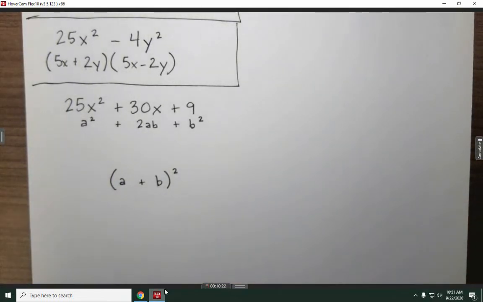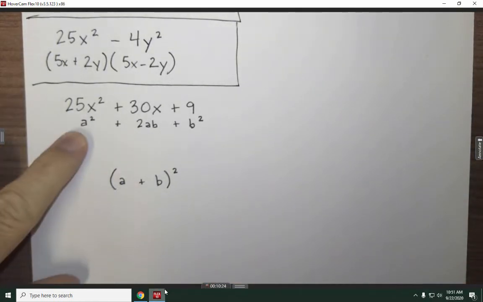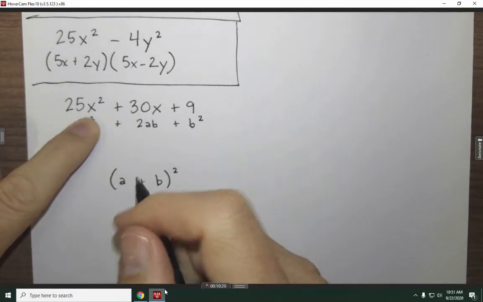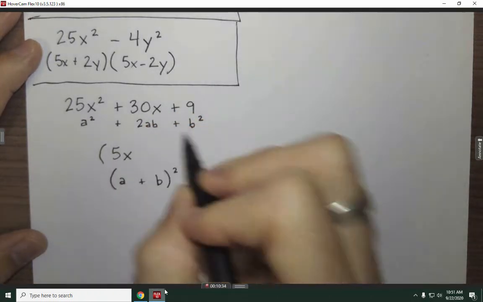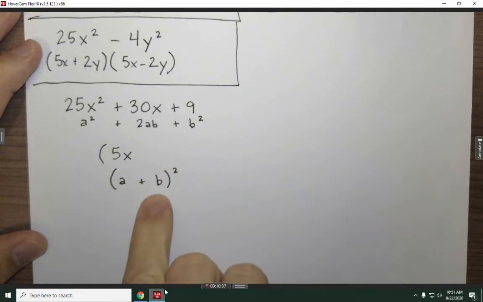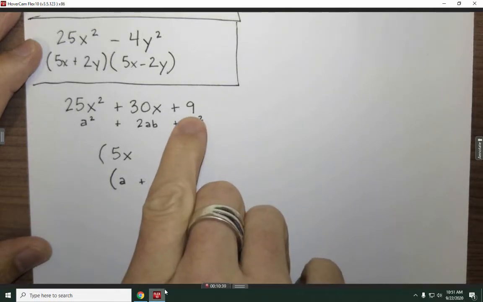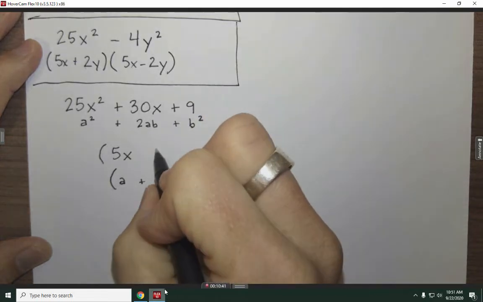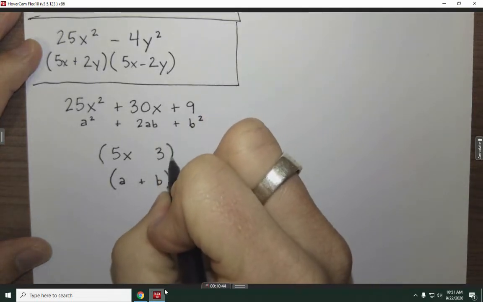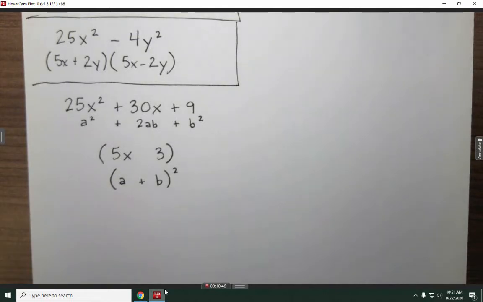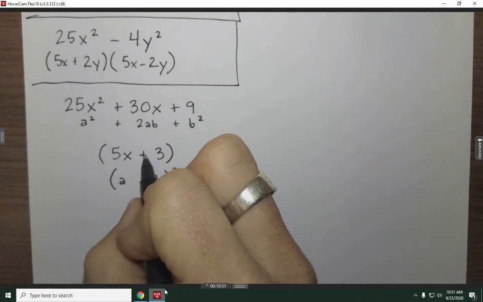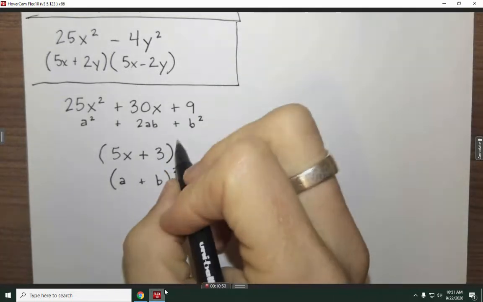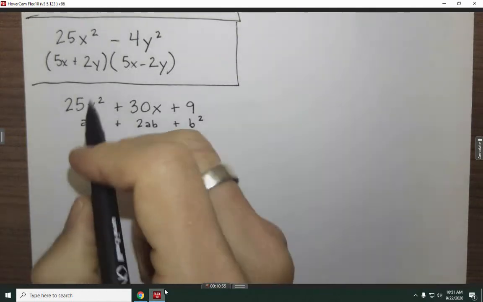Okay? So in order to get from here to here, all we did was take the square root of this thing. So the square root of 25x squared is 5x. And now to get from this term to this term, we just take the square root of that one. So the square root of 9 is 3. And so our middle term is plus, we just steal a plus from that. And so this thing might just be squared.